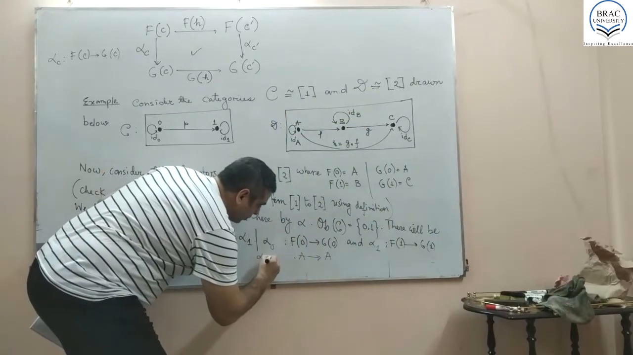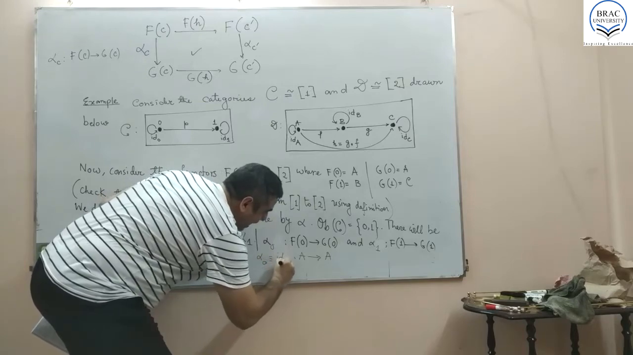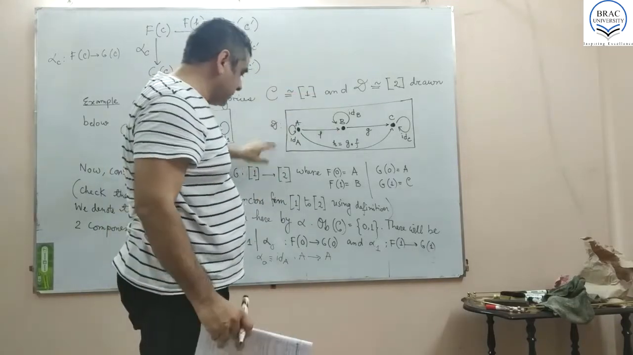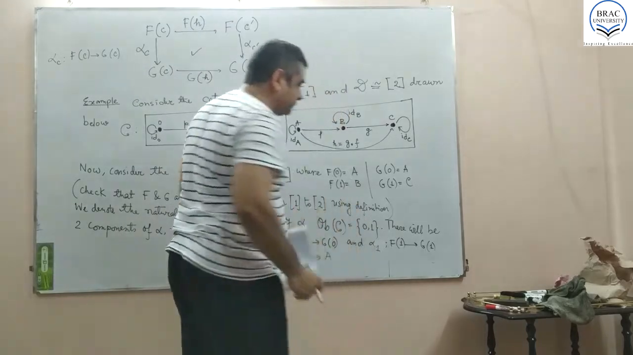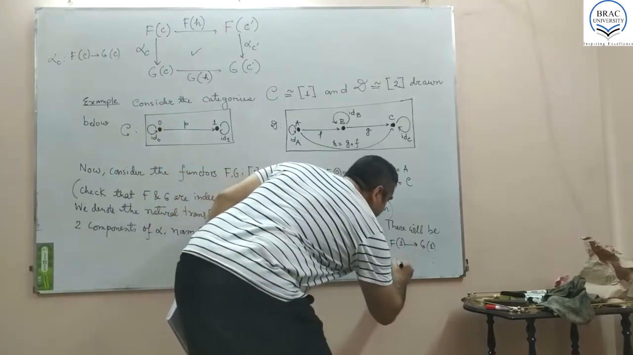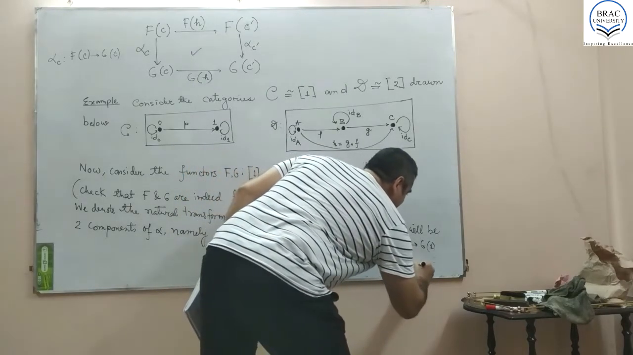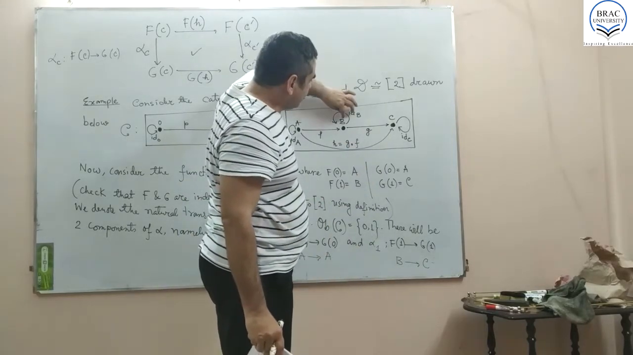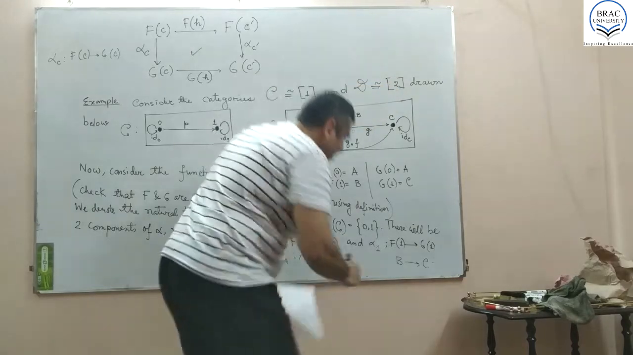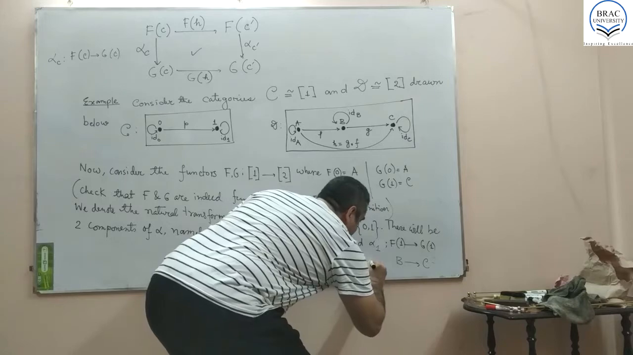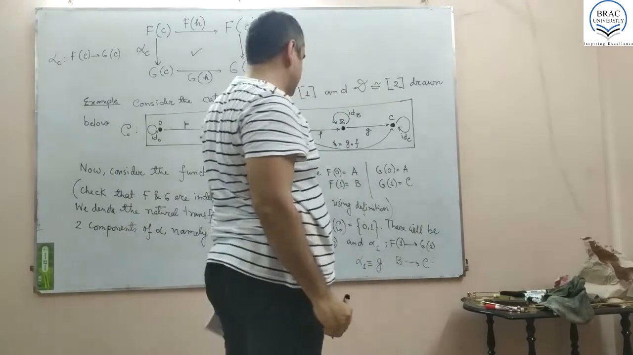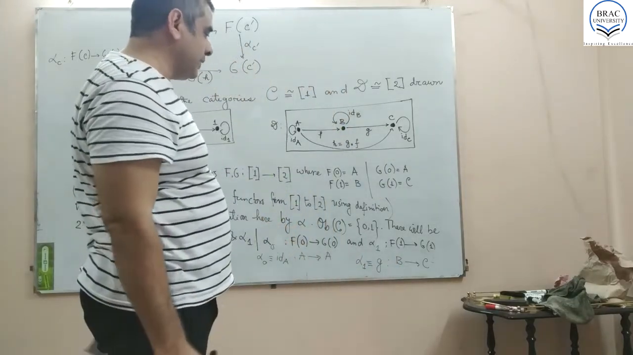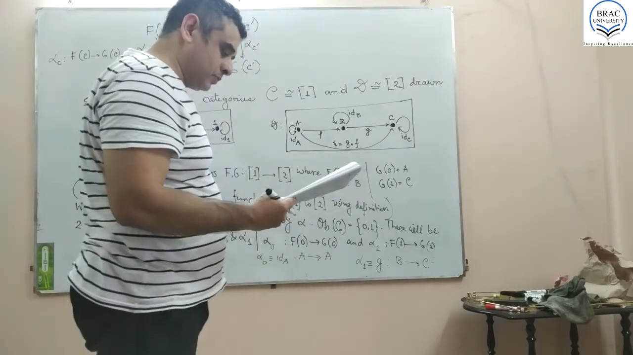Since F0 is A and G0 is also A, this alpha sub 0 is nothing but the identity map on vertex A in the category D. And alpha 1, since F1 is B and G1 is C, in the category D the morphism between B and C is G, so alpha 1 is nothing but G, which is a morphism between B and C in the category D.